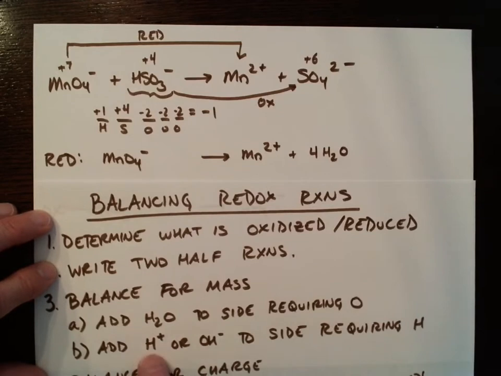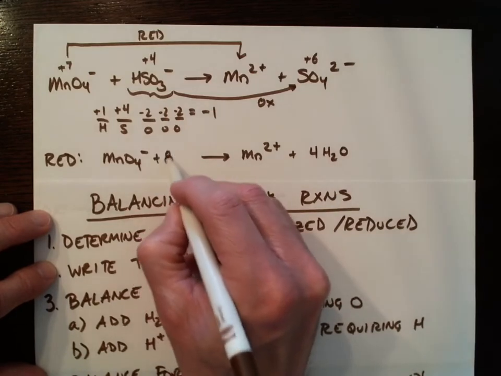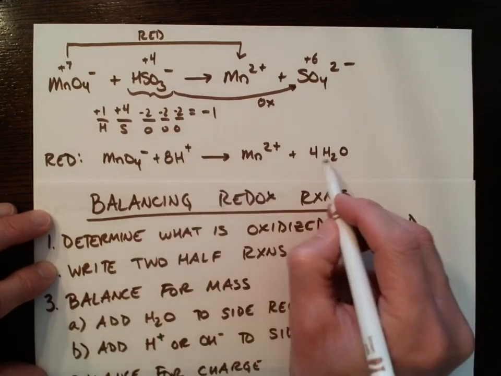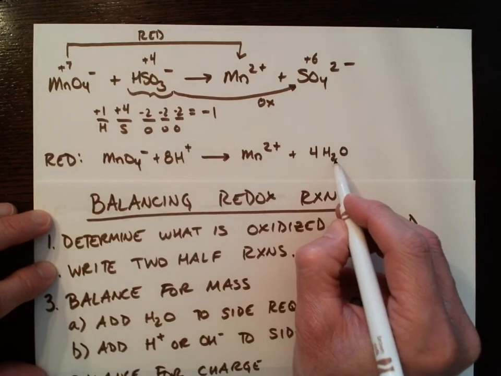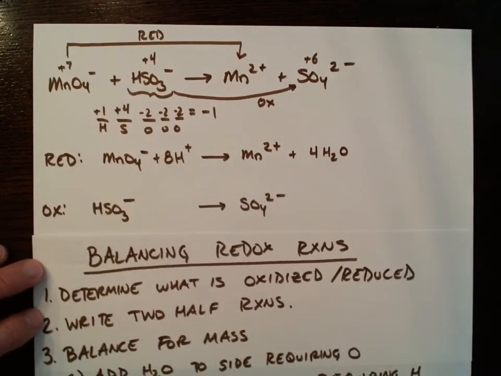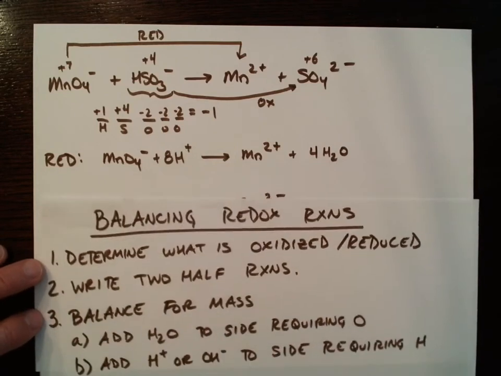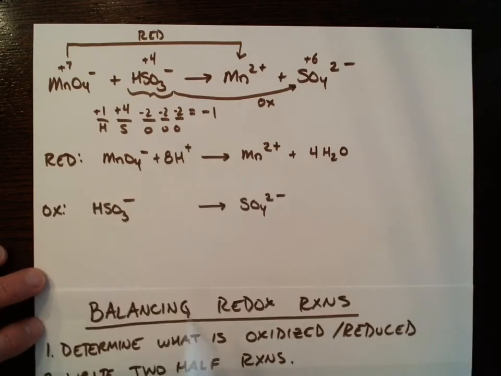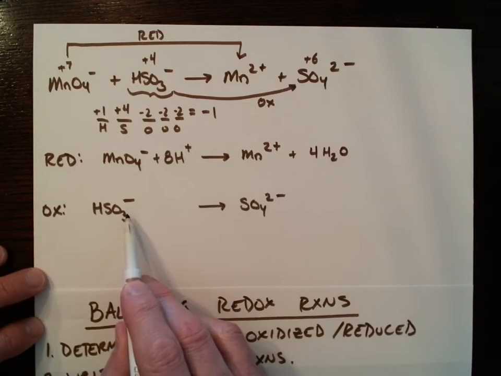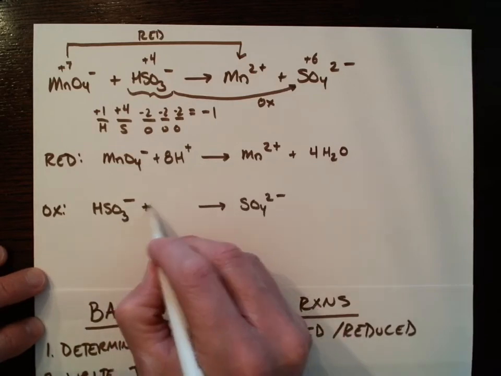Now I got to add H plus to the side, or hydroxide to the side requiring hydrogen. Let's see, I'm going to need 8H plus over here, right? Because I need 8 hydrogens. 4 times 2. Yep, that's 8. Let's try this one down here. Balance for mass. Let's see, I've got to add water to the side that requires oxygen. Well, looks like I need a water over here, don't I? Yeah, because there's 4 oxygens over here. There's only 3, so let's add a water.